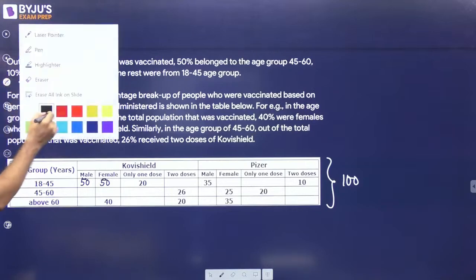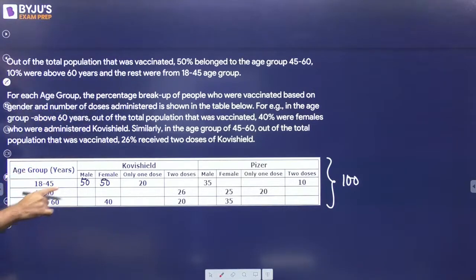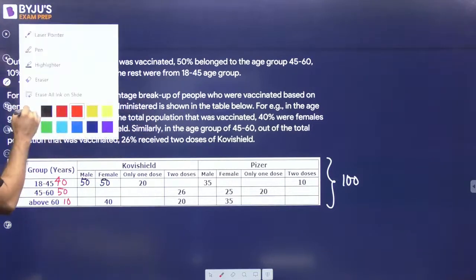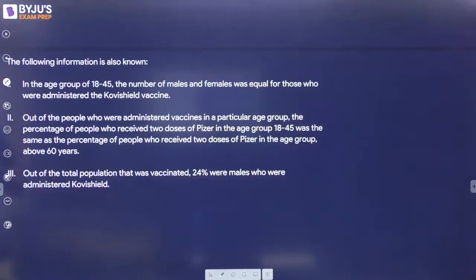So 50% belong to the age group 45 to 60. यानी 100 में से 50 लोग इधर को होंगे, right? 10% were above 60. So 10% means 10 इधर को होंगे, and can we say बाकी 40 इधर होंगे in this particular age group. Now out of these 10 people, 40% are female. Out of these 40 people, 50% are male, 50% are female. ये चल रहा है. Okay, I hope now you guys are able to relate. So we're done with the first statement.